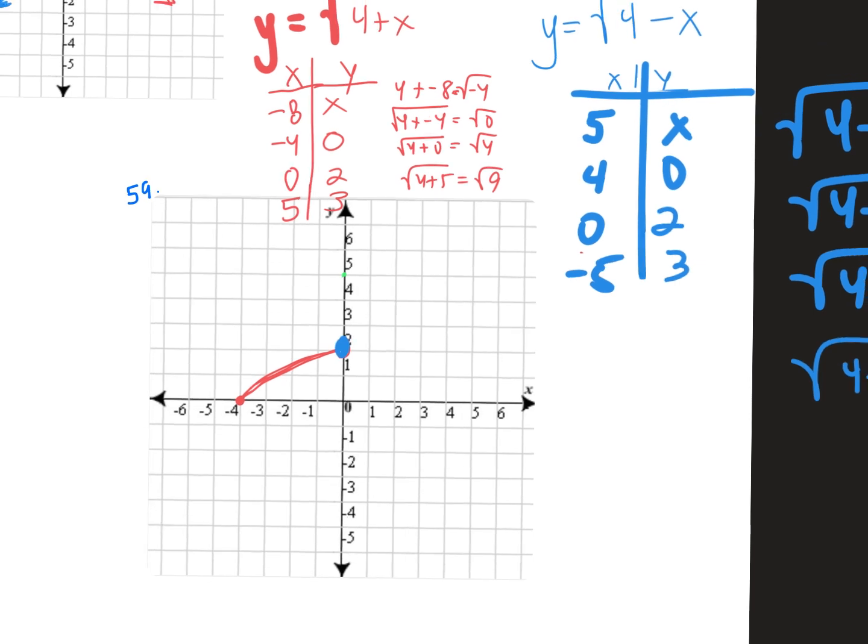So 5, 0 doesn't work. 4, 0 is right there, correct? 0, 2 is right there. And then negative 5, 3 is right there. My point wasn't showing up because I decided not to use that number. Now this makes sense. Okay, where's my division line? What number?